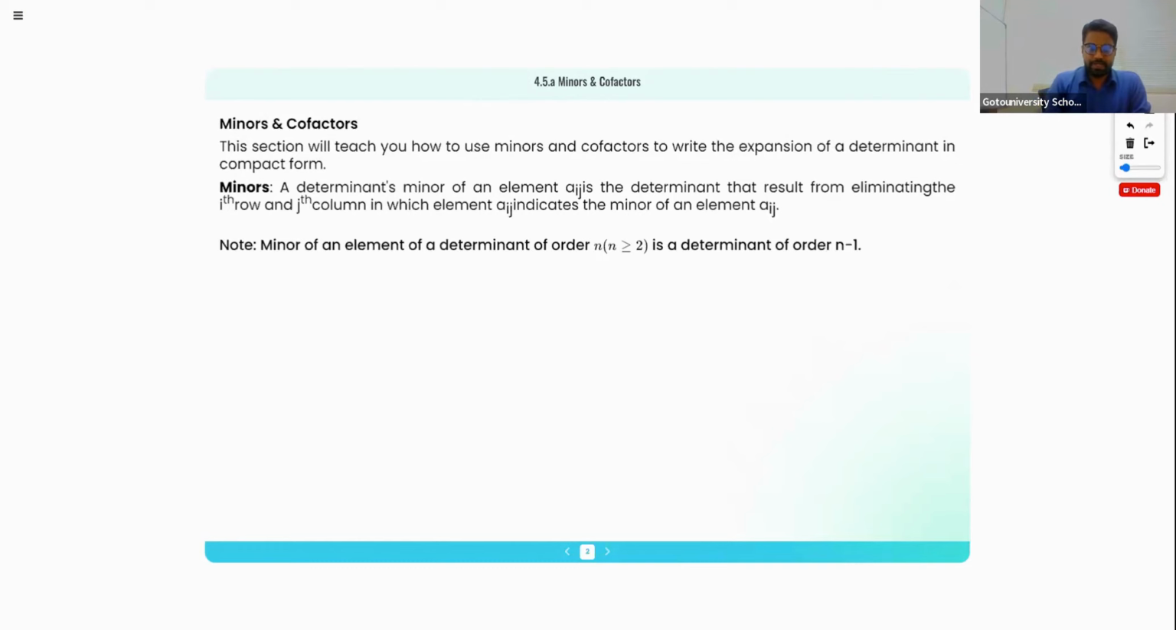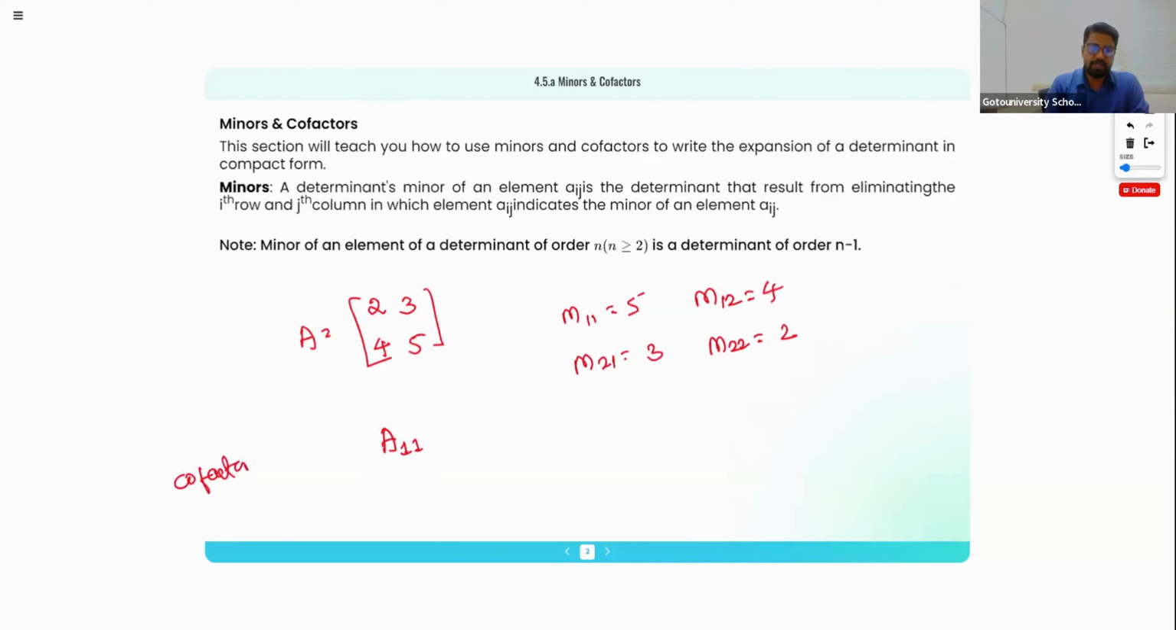Say, if you have a matrix, let me again take a 2 cross 2 matrix first. There's a matrix A. M11 is 5. M12 is 4. M21 is 3. M22 is 2, right? So if you want a cofactor, we are going to represent it with the capital letter A. So cofactor of the first element is given by minus 1 power i plus j, where i stands for the number of the row and j stands for the number of the column. So cofactor of that will be minus 1 power i plus j into the minor of that element.